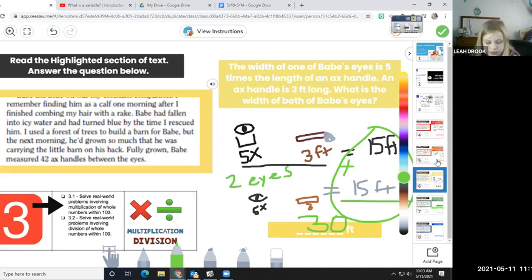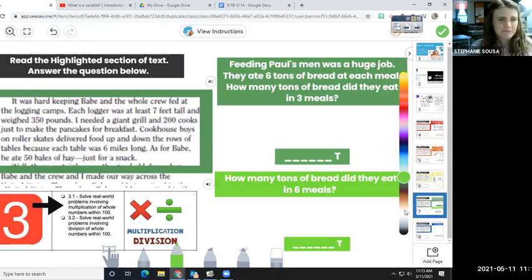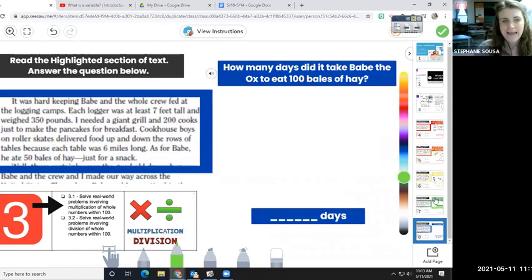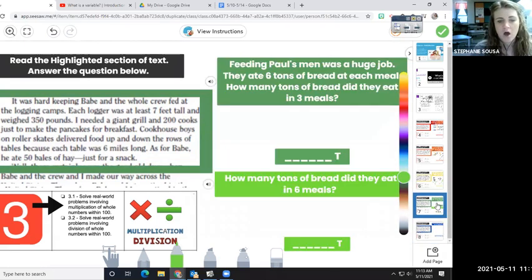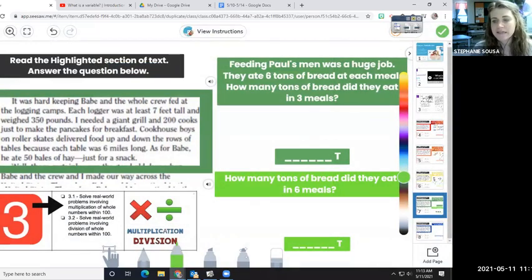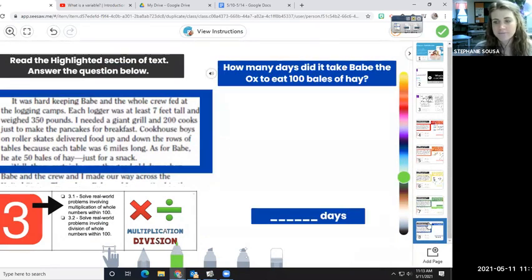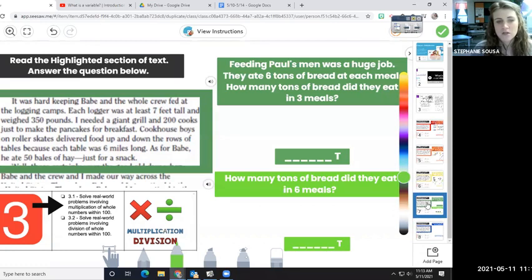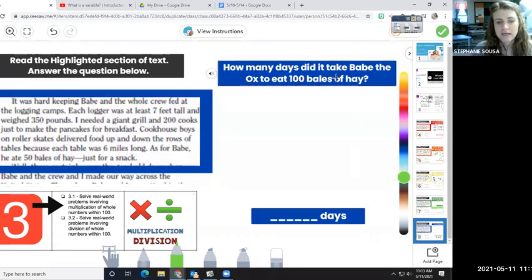All right, cool. Okay. Slide 7 has 2 equations. Slide 8 has 1 equation. All of these are multiplication equations, as is told by our title, Paul Bunyan Real World Multiplication Problems. Your independent task today is to complete slides 7 and 8, Justin. Not your basketball shots, but slides 7 and 8. Okay? Slide 7 has 2 equations. Slide 8 has 1. That is 3 problems to solve. That is your work for today.